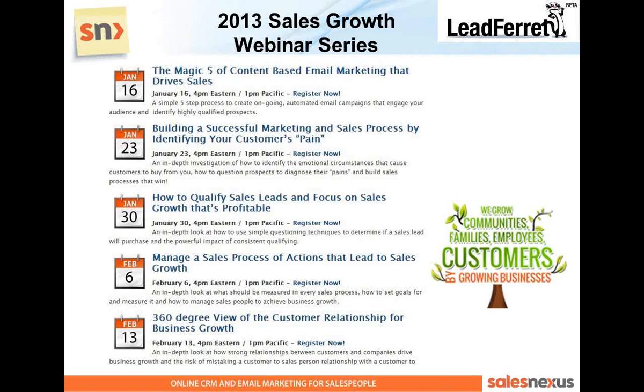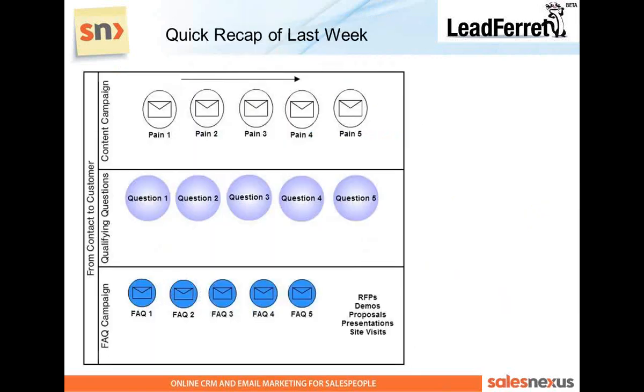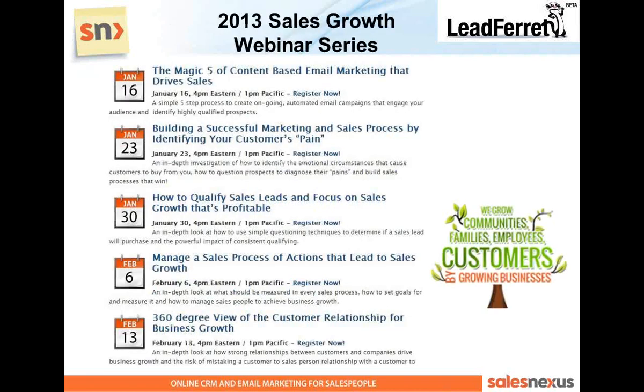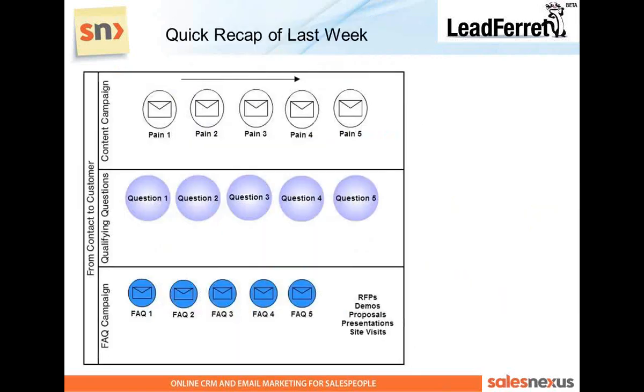And obviously today is building a successful marketing and sales process by identifying your customer's pain. Next week, we'll be doing how to qualify sales leads and focus on sales growth that's profitable. So be sure and register for that. And then you can see also on the 6th, we'll be covering managing your sales process and your sales pipeline. And then on the 13th, creating a 360-degree view of the customer relationship to grow your business. So be sure and register for all of those webinars, and then I'm going to turn it over to Michael now to touch on some notes from last week's webinar and take us into the pain.